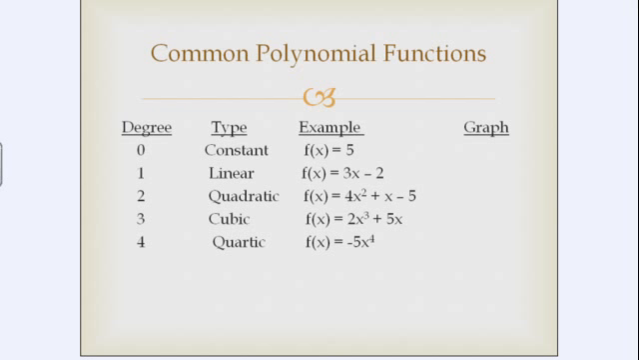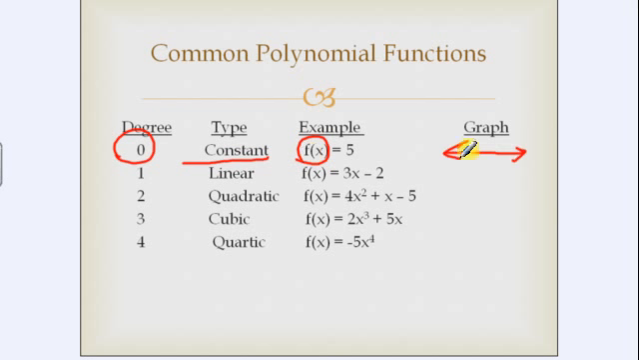Here are some common polynomial functions. A polynomial that's a 0 degree is called a constant polynomial. An example of that would be f of x equals 5. Now remember, f of x is just function notation. That's the same as saying y equals 5, and that would graph as a horizontal line.